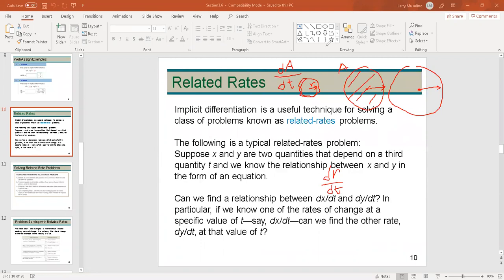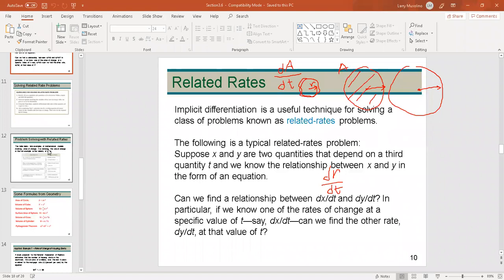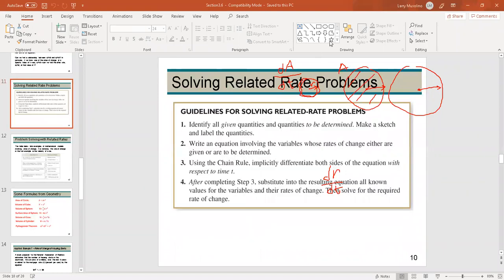All right, so here's the idea of setting up these problems that we're going to be looking at. First, identify all the given quantities and then the quantity to be determined. You know, what are you being asked to solve? Make a sketch if you can. Write an equation involving the variables. So as you analyze this problem, you might end up using some formulas from geometry. For example, in that oil spill example that I just mentioned, there was a circle. So I'd have to know the formula for the area of a circle. Of course, the area of a circle is pi r squared.